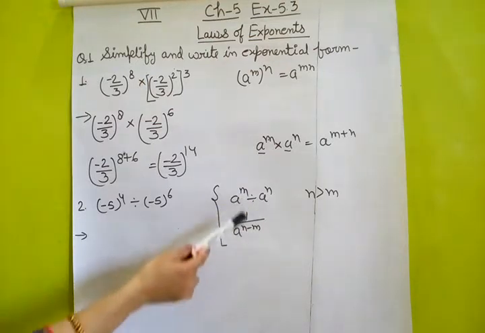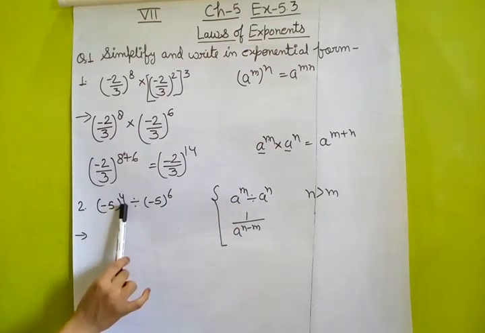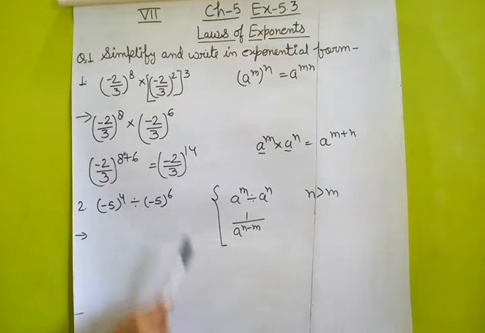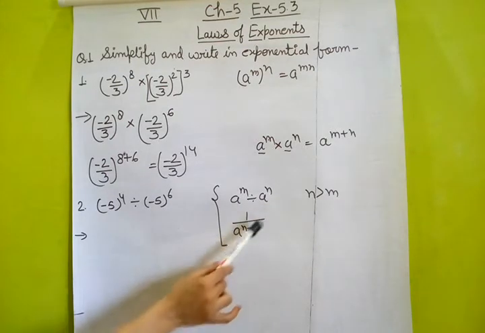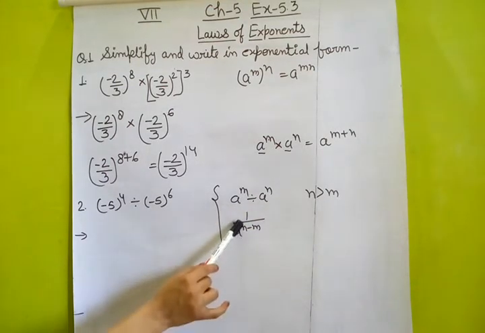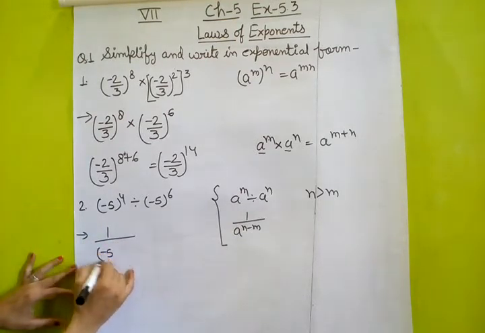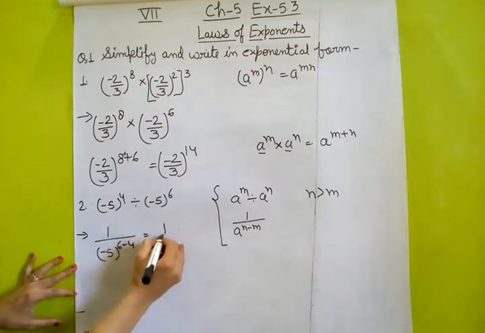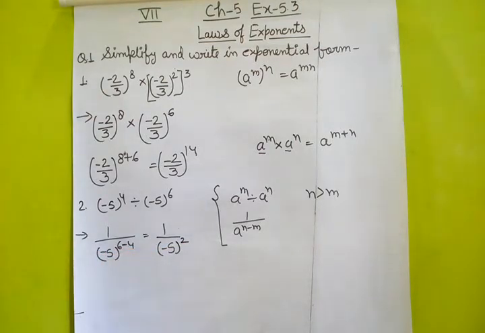But student, there were two formulas, when m is greater and when n is greater. Here you can see 4 and 6. Which one is greater? Here 4 is representing m and 6 is representing n. So here 6 is greater, it means the value of n is greater. So we can write in this form 1 upon a power n minus m. So it will be 1 upon minus 5 power n minus m, n means 6 minus 4. Students, it will be 1 upon minus 5 power 2 and this will be your answer. Okay students, now next part.